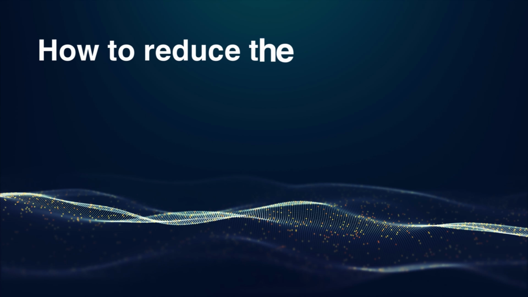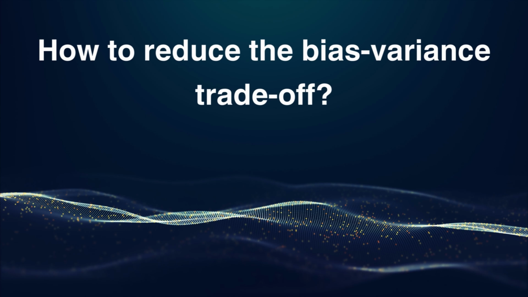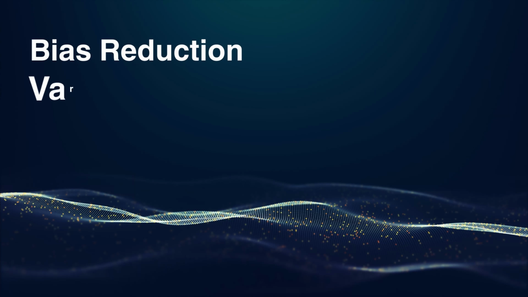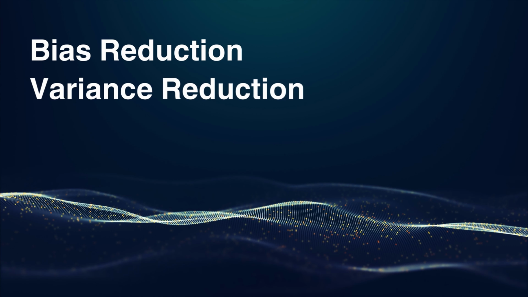So you might be wondering how to navigate this issue of bias-variance trade-off. Well, here are some methods by which you can reduce bias-variance trade-off. Bias reduction. To reduce bias, you can try more complex models, feature engineering, or increasing the dataset size. Variance reduction. To reduce variance, you can consider simple models, regularization techniques, or using more training data.